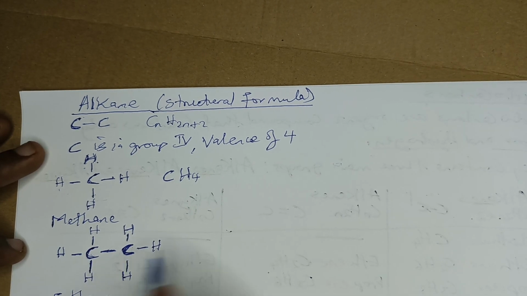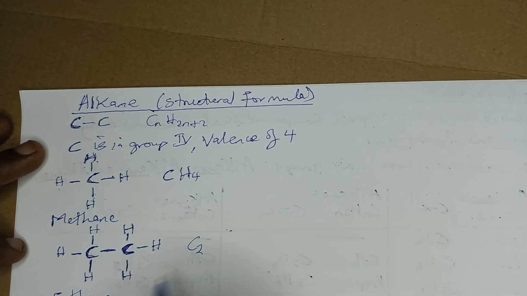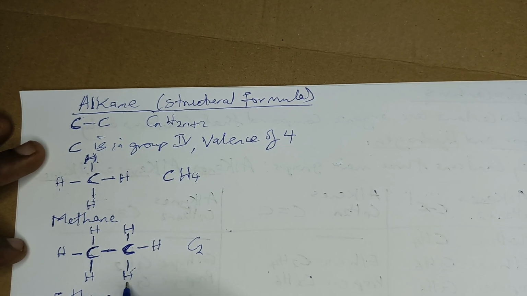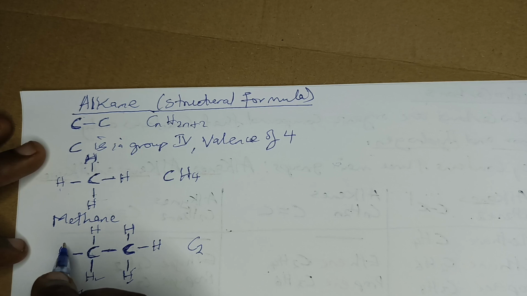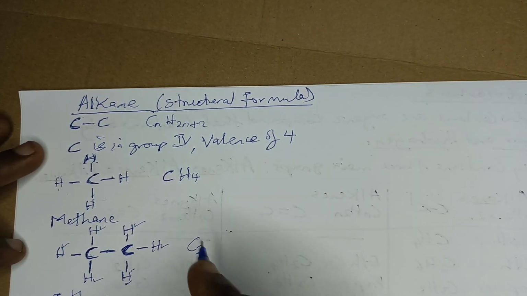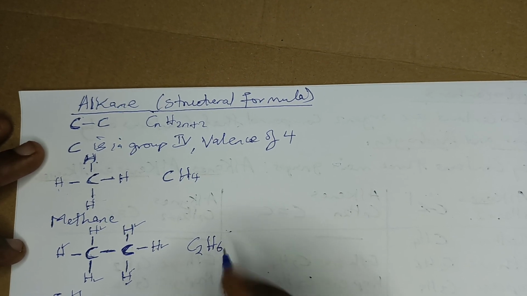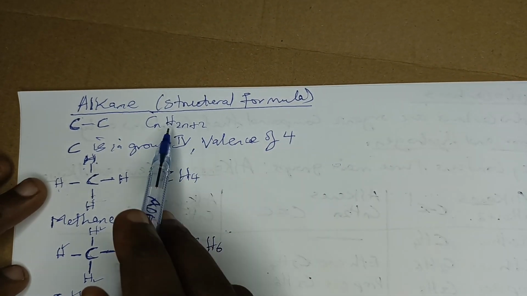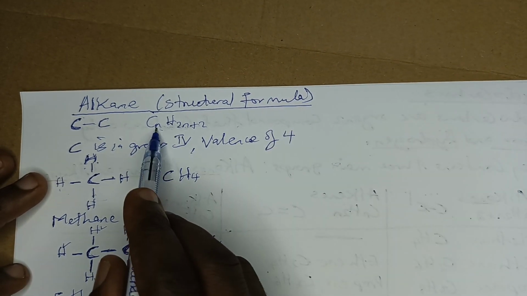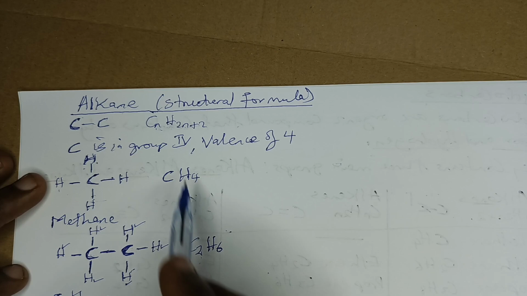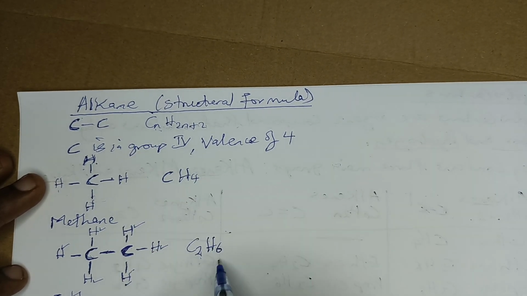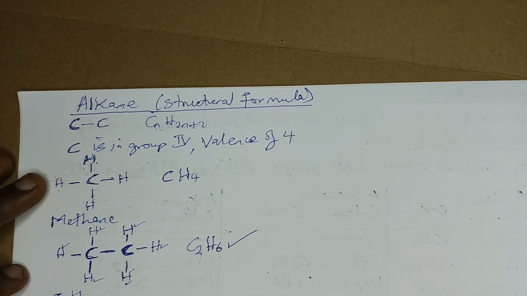How many carbons? 1, 2. So you have C2. Now, how many hydrogen? That's 1, 2, 3, 4, 5, and 6. H6. If we verify this using the molecular formula, when we have carbon which is 2, we put 2 here. Now, our carbon is also 2, so 2 times 2, that's 4. 4 plus 2, 6. Are we not correct? Yes, we are very correct.